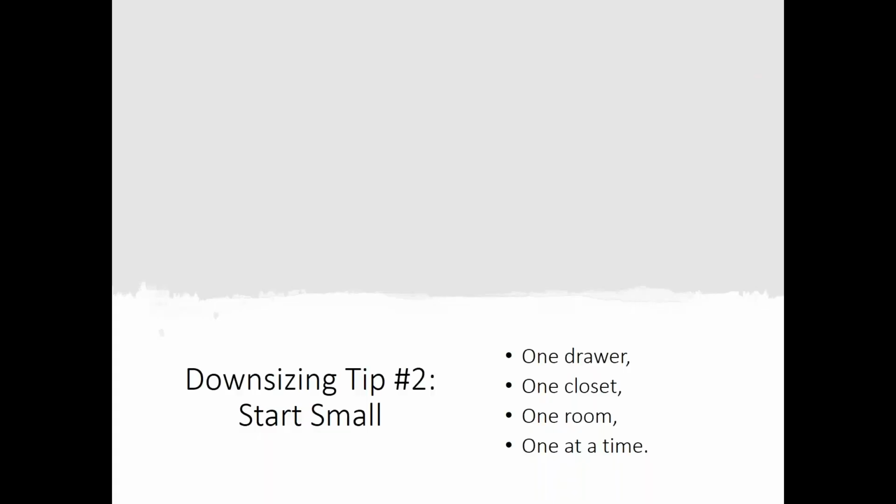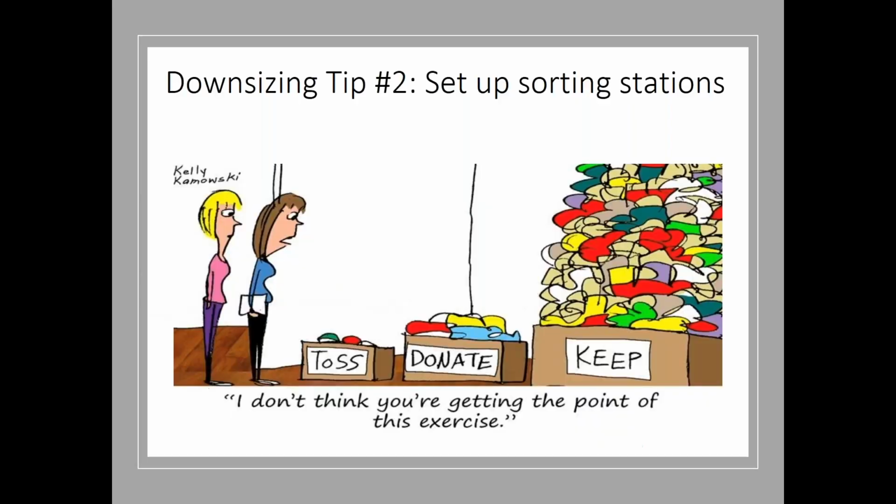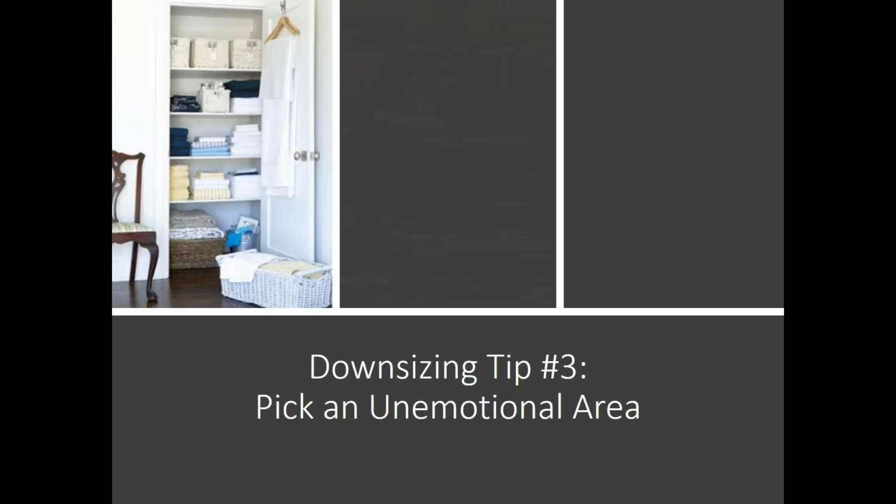Next slide. Tip number 2, start small. Start with one drawer, a junk drawer, or one closet, the boiler closet or the coat closet, or one room, maybe even the laundry room, and go one at a time and work your way around. Next slide. I love a junk drawer. A junk drawer is just a great place to start, and we'll go over that today. Set up an area for things that you're keeping, an area for donation, and an area for things to toss. And this little gal did not understand the exercise. Next slide. She's keeping way too much.